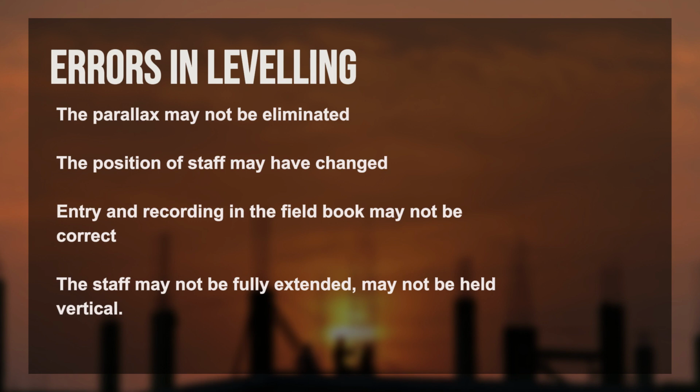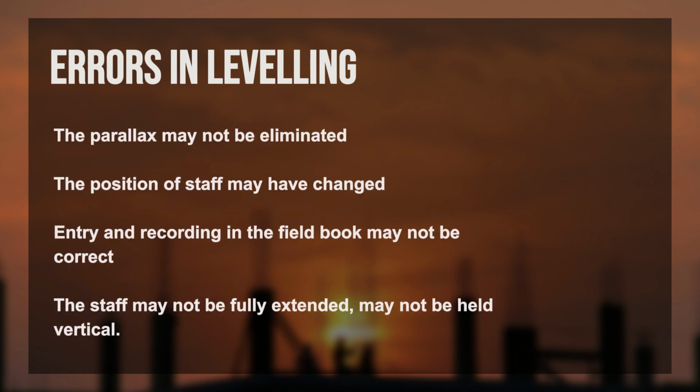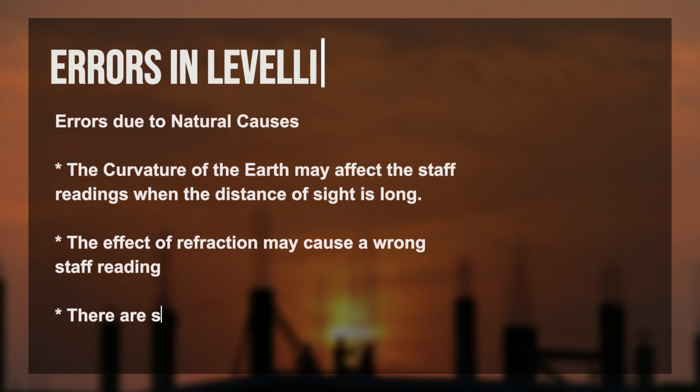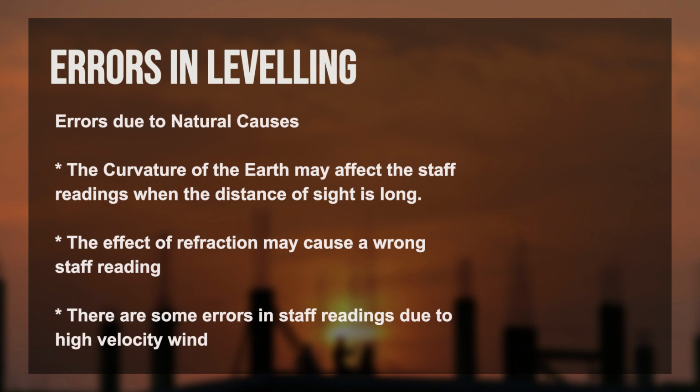I mean, instead of the location where exactly the staff was kept, it might be close by or might have been shifted. The entry or the recording in the field book may not be proper. The staff may not be fully extended and may not be held vertical. So, the reading with the help of a staff, if not fully erected, will be giving erroneous readings. Other errors due to natural causes, that is curvature of the earth, may affect. The effect of refraction may cause a wrong staff reading.